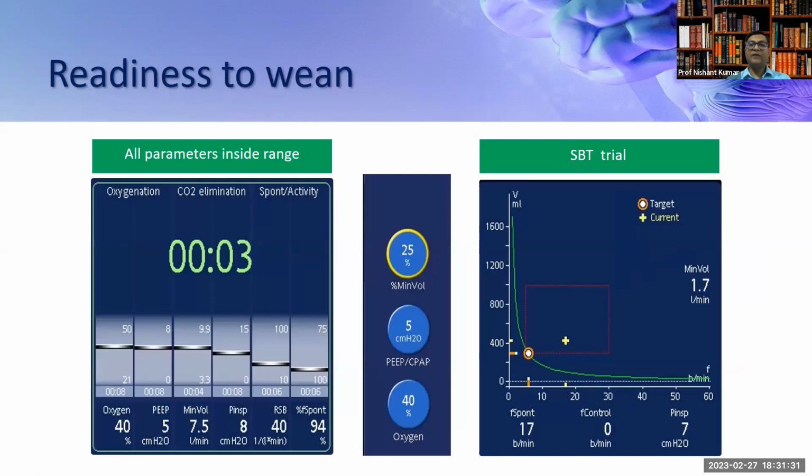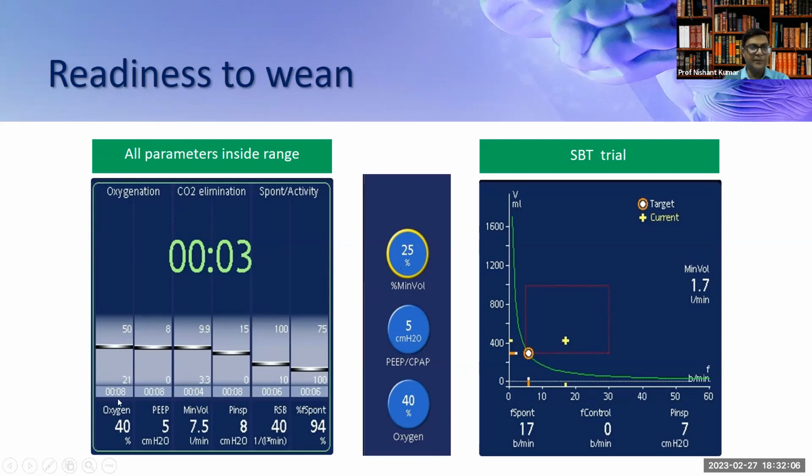Now, while weaning, we gradually come down on the minute ventilation support. As I said, when we say 100% or more than 100%, that means the ventilator is providing all the work, nothing is done by the patient. As we decrease the pressure support while weaning, we decrease the minute volume gradually. Once we have oxygen at 40%, PEEP at 5 centimeters, and minute ventilation at 25%, that means only 25% of the work is done by the ventilator, and the remaining 75% is done by the patient.